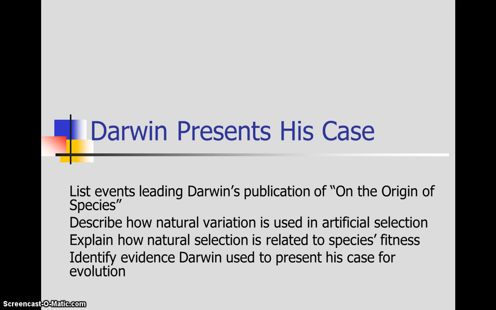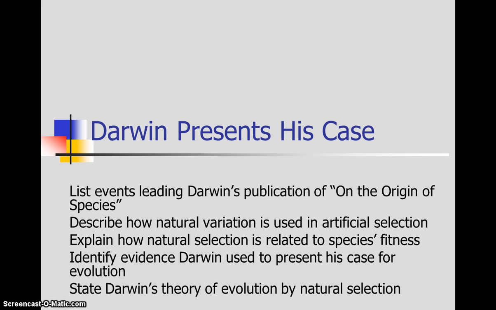After today's lecture you should be able to list events leading to Darwin's publication of his hypothesis and his theory. You should be able to describe how natural variation is used in artificial selection. You also should be able to explain how natural selection is related to the species fitness, and then you should be able to identify evidence Darwin used to present his case of evolution and state Darwin's theory of evolution by natural selection.